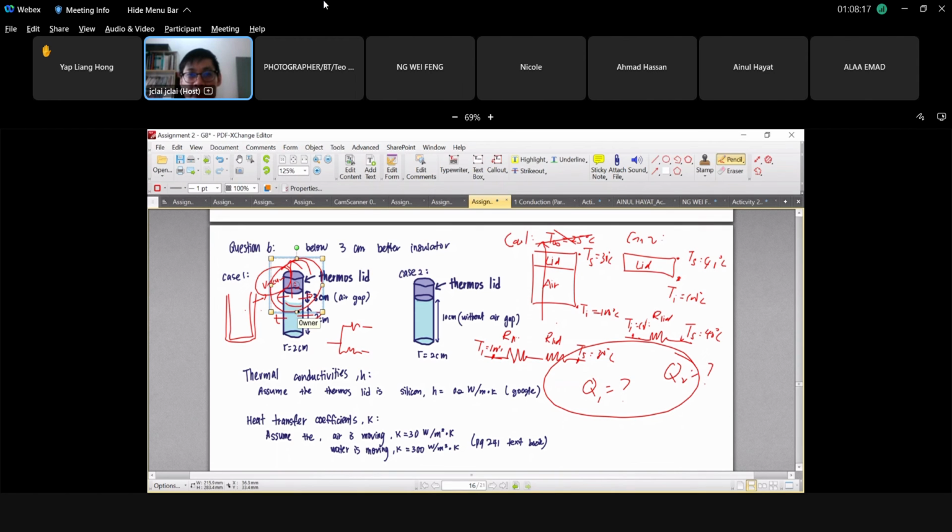Okay? Yeah, Liang Hong, you have any question? Doctor, I have two questions here. So first thing, about the bottom of the thermoflask. For the circuit diagram, do we need to draw out the exact circuit diagram for the bottom of the flask, because for both cases it's the same? And then number two is, do we need to do the calculation because both cases are the same? What do you mean by bottom? The bottom of the thermoflask. There is also a Q from the bottom of the flask, right? The heat transfer from the bottom of the thermoflask.